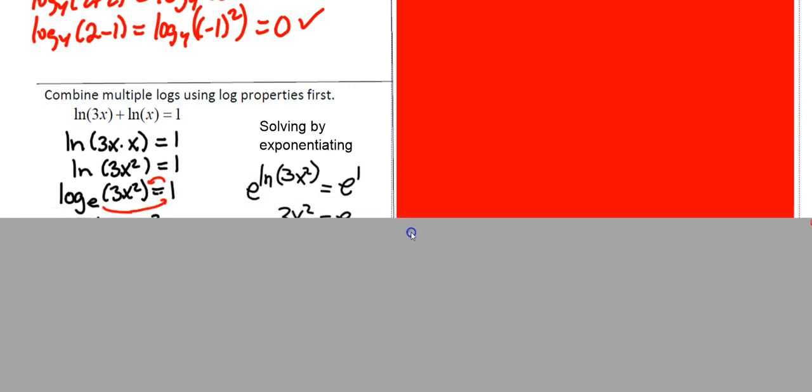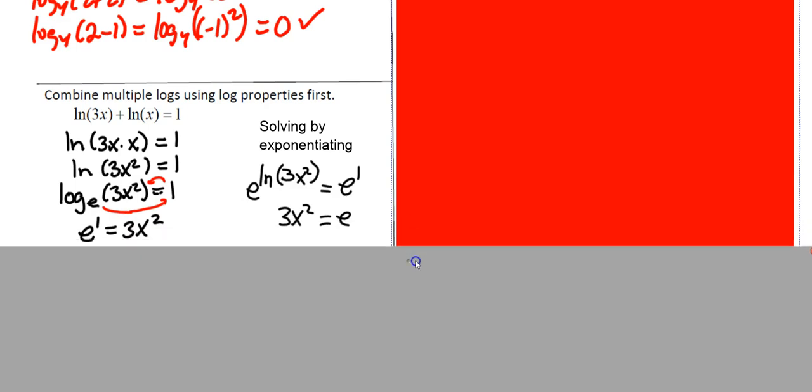We can exponentiate, or we can rewrite in log form. Either way, we'll end up with the same thing. I can recognize this as log base e, so e to the first equals 3x squared. Or I can exponentiate both sides using base e. e to the natural log of 3x squared is just 3x squared, and that equals e.